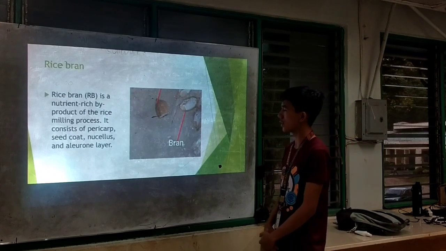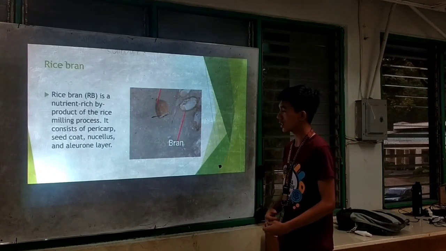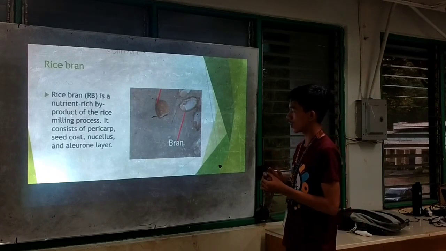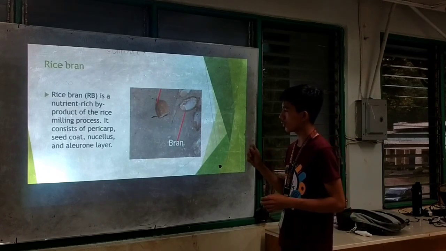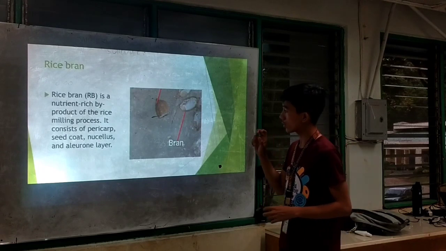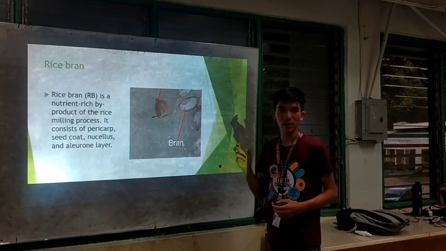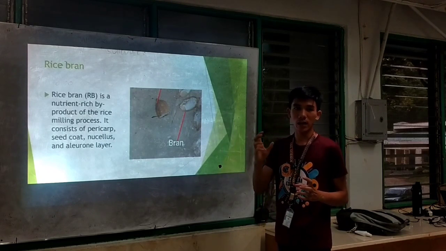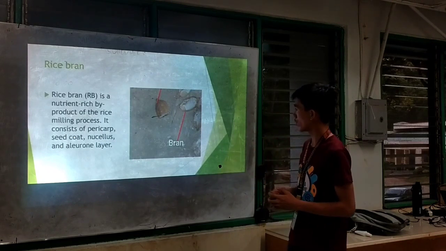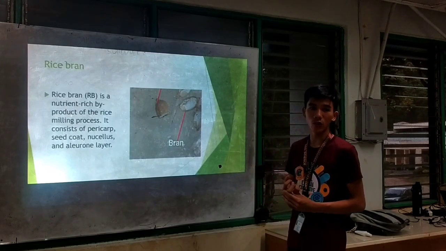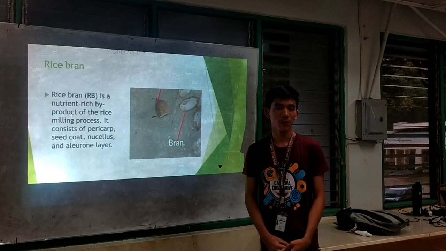Next is the rice bran. What is rice bran? Rice bran is the nutrient-rich byproduct of the rice milling process. It consists of pericarp, seed coat, nucellus, and aleurone layer. It also protects the rice inside. It is like the skin, similar to a seed coat, and it is called the rice bran.